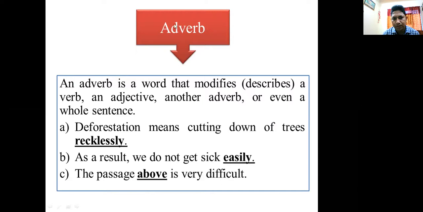So you see, basically, adverbs can be used as post modifier. There are three examples. Deforestation means cutting down of trees recklessly. Here, recklessly is adverb. As a result, we do not get sick easily. Here, easily is adverb. The passage above is very difficult. Here, above is what? Adverb.